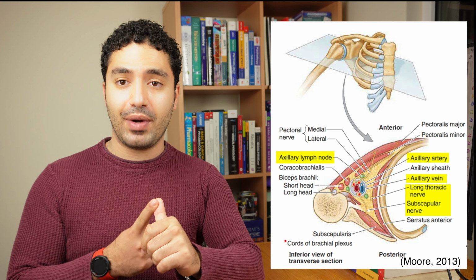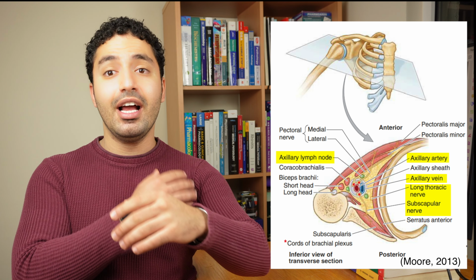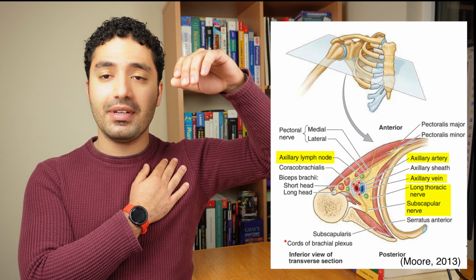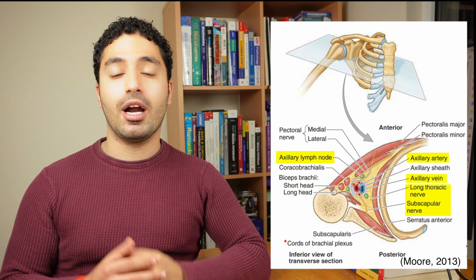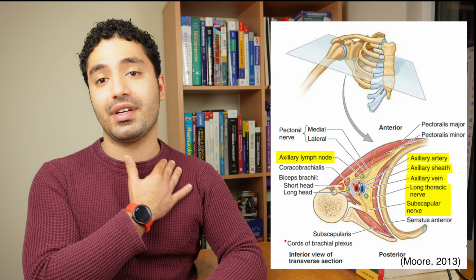The axilla contains very important structures such as the axillary blood and lymphatic vessels, the lymph nodes, and the cords and the branches of the brachial plexus, all embedded in the fat matrix of the axilla, and they are mostly vulnerable when the arm is abducted. These neurovascular structures are proximally embedded within the axillary sheath, which is a sleeve-like extension of the cervical fascia.